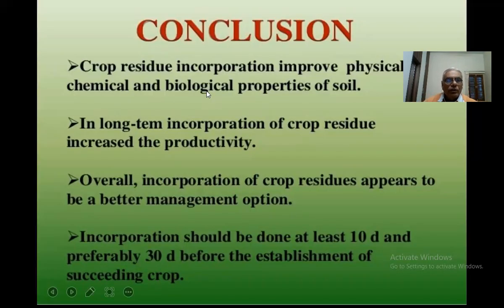So, conclusion: crop residue incorporation improves physical, chemical, and biological properties of soil. In the long term, incorporation of crop residue increases the productivity. Overall, incorporation of crop residue appears to be a better management option. Incorporation should be done at least 10 days and preferably 30 days before the establishment of the succeeding crop.